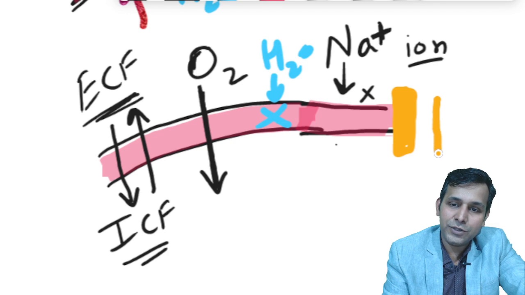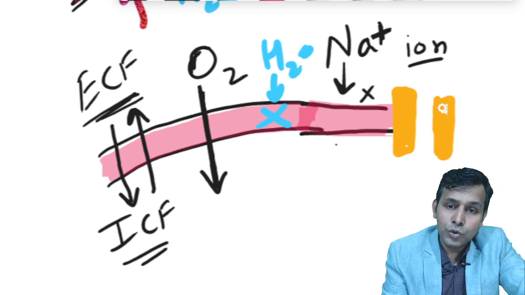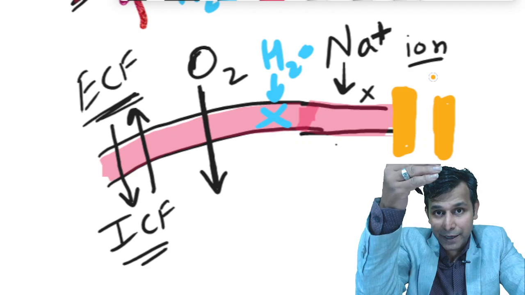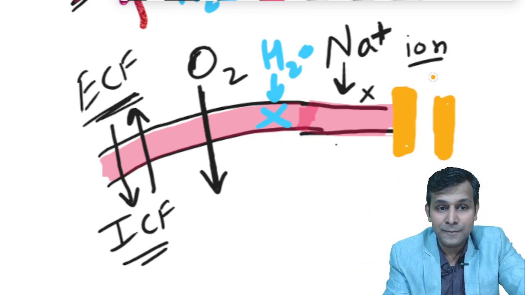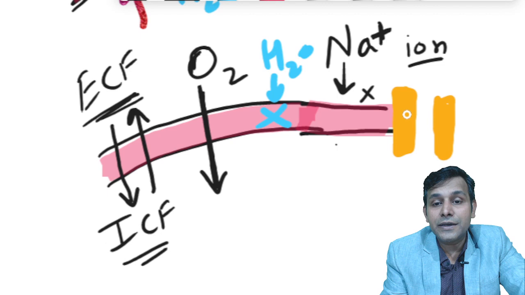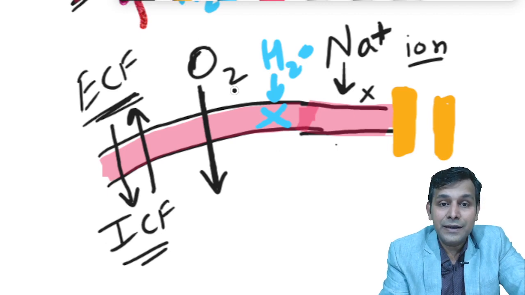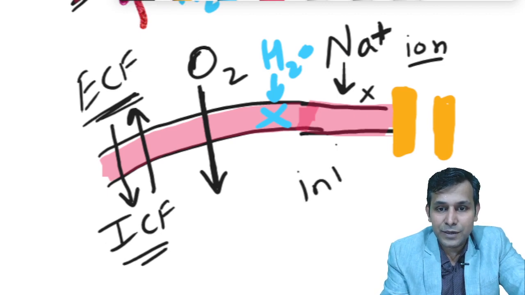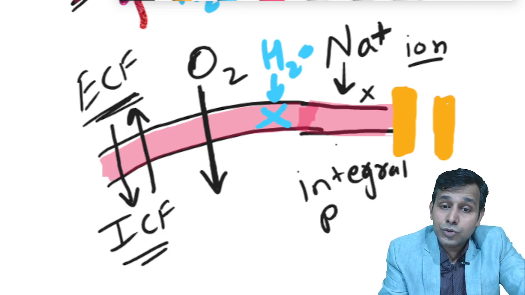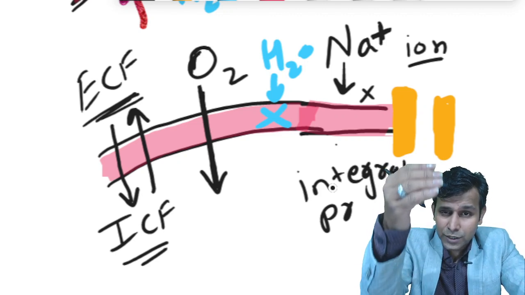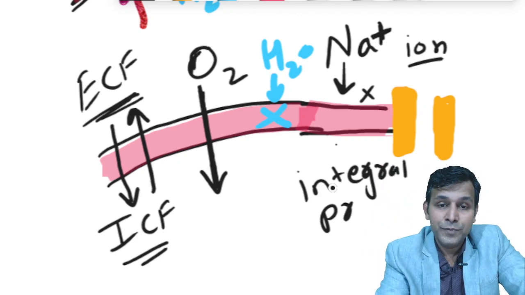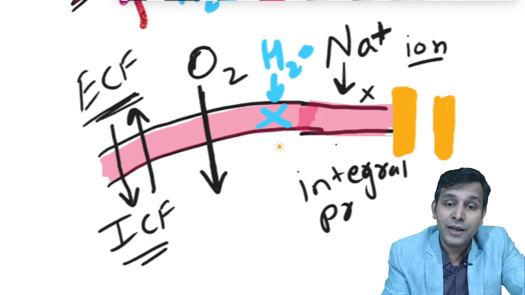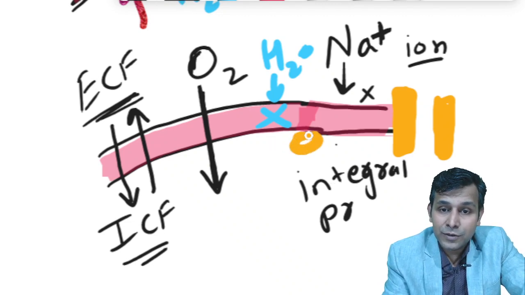We have proteins which are present throughout the thickness of the cell membrane. They are called integral proteins. Integral proteins are the proteins which are present throughout the thickness of the cell membrane. We also have peripheral proteins which are present on either side of the cell membrane. They act as a receptor.